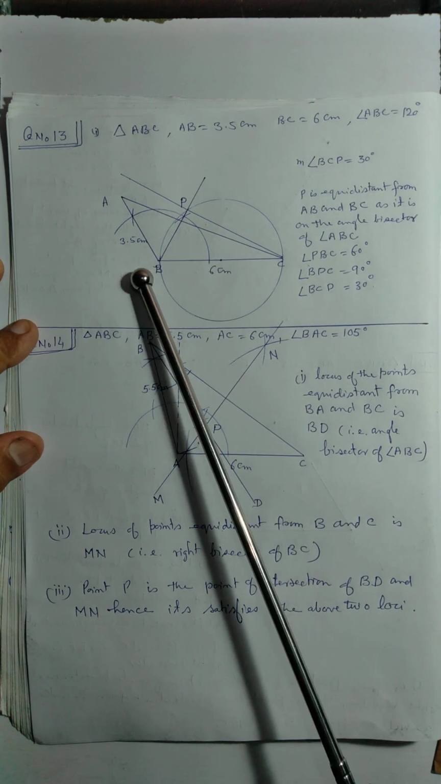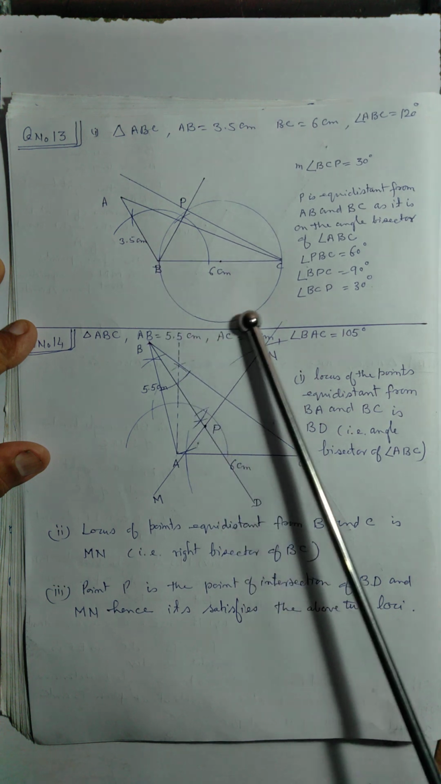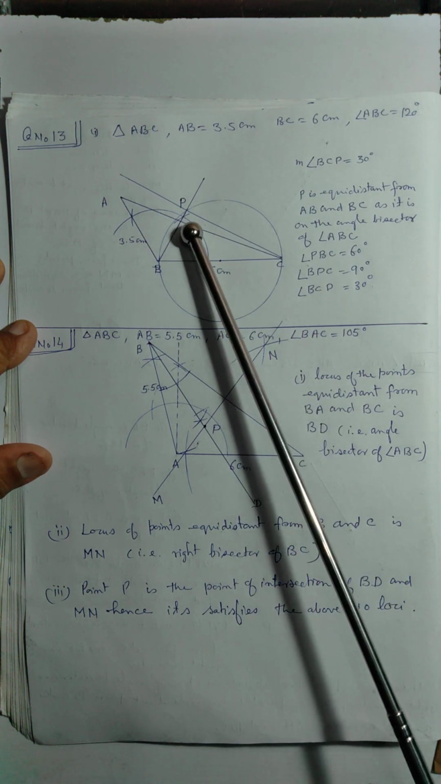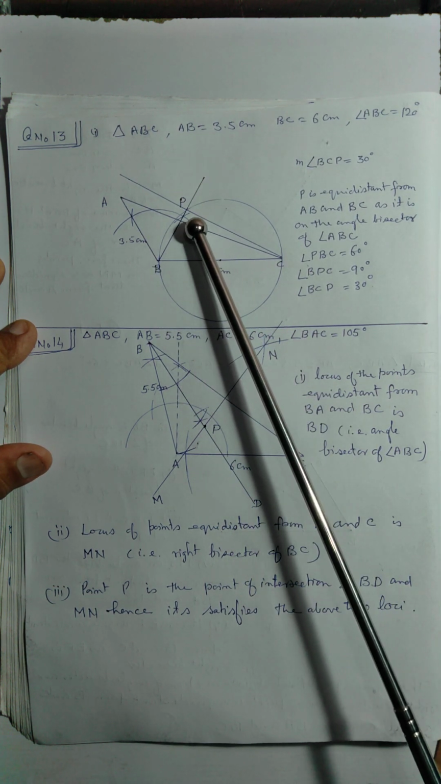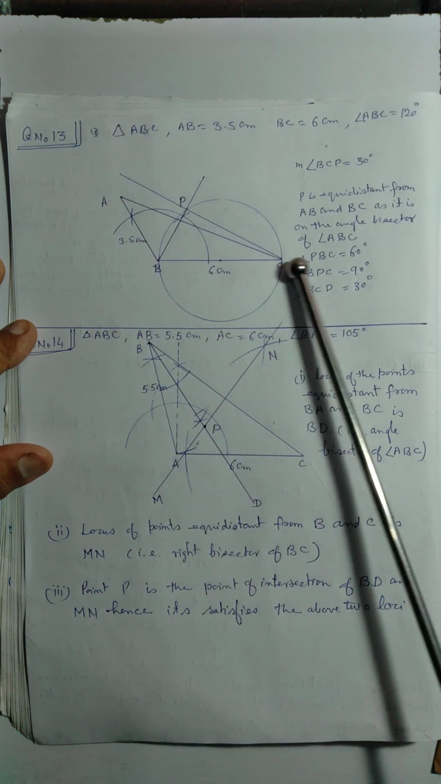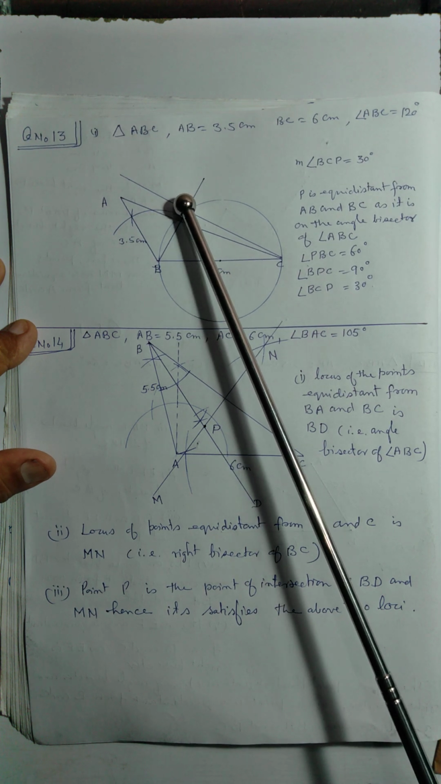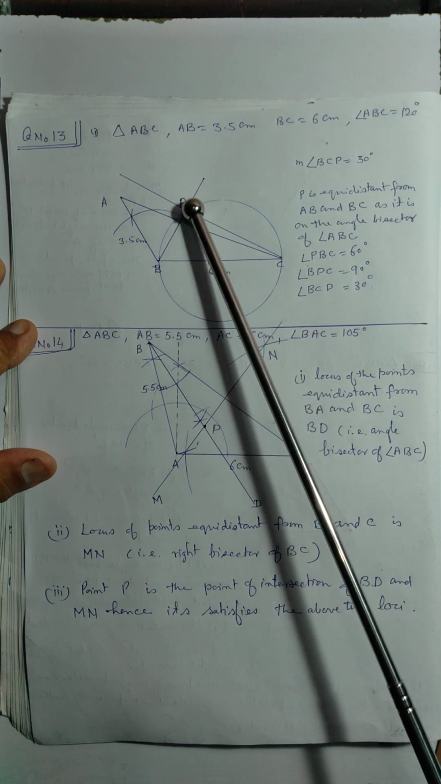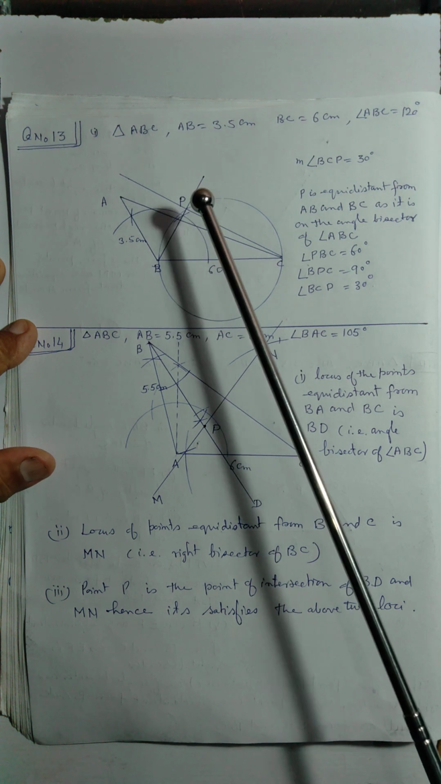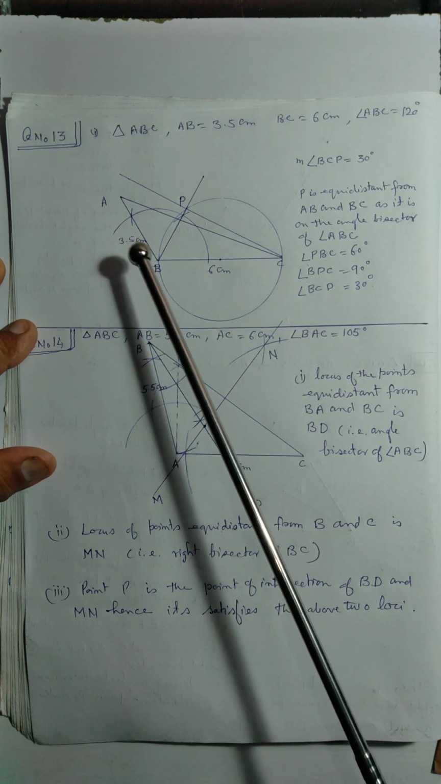So once we draw BC as a diameter and draw the circle, the point which lies on the angle bisector will always be equidistant from BA and BC. So the point P, which lies on the circumference of the circle, is the point which will be equidistant from BA and BC.